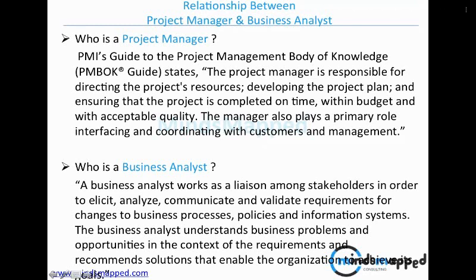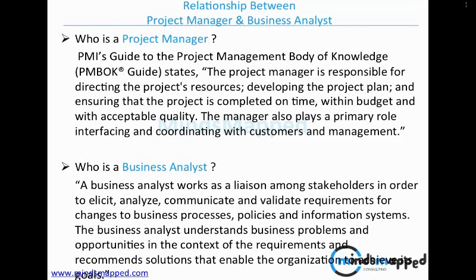I think we've covered this at a high level in a nutshell. What is a project manager? What is a business analyst? And the relationship between the two. Unless anybody has a question, I don't want to spend too much time on this. Is anybody not clear between the project manager and business analyst? I'm good here. Yeah. Okay.